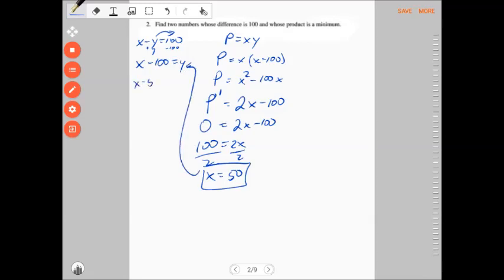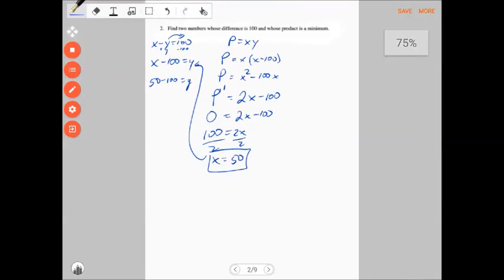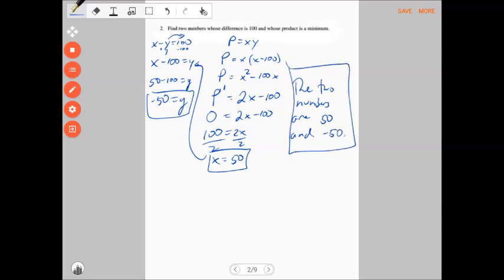Okay, so then we go back up to here. x minus 100 equals y, so 50 minus 100 equals y, and 50 minus 100 is negative 50. So there's our y value. The two numbers are 50 and negative 50. So that is going to be the best numbers whose difference is 100, right? 50 minus negative 50 equals 100. And the product will be a minimum. Okay, awesome.